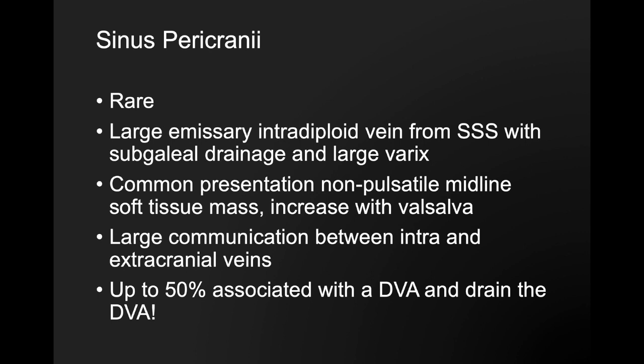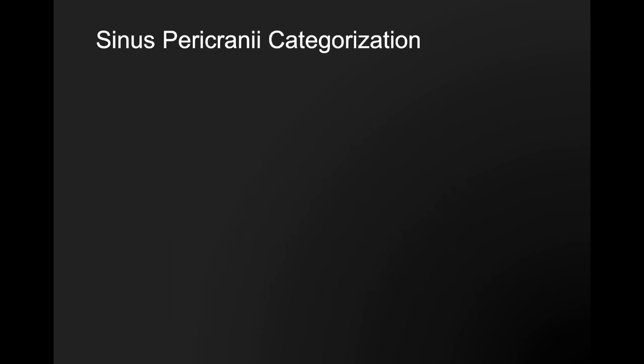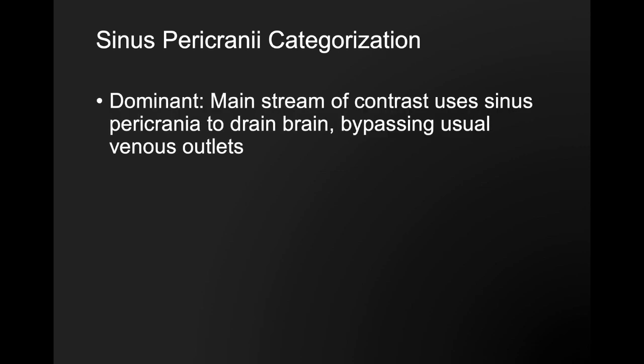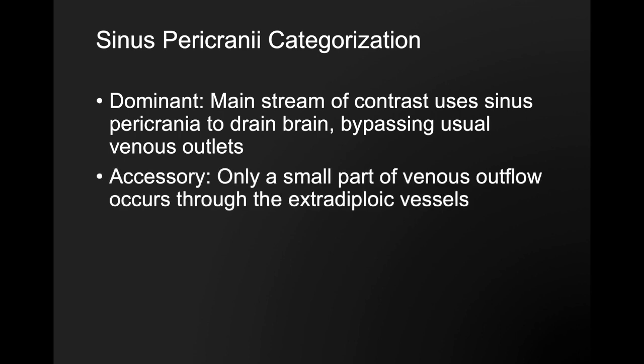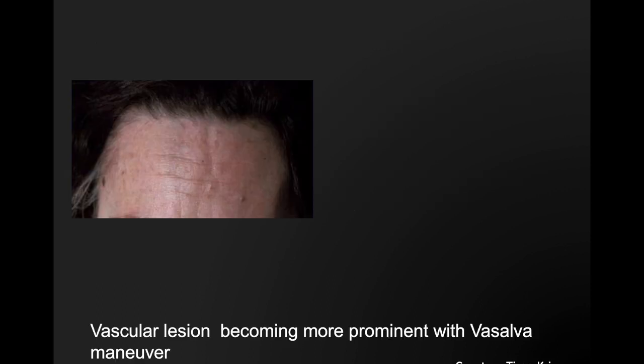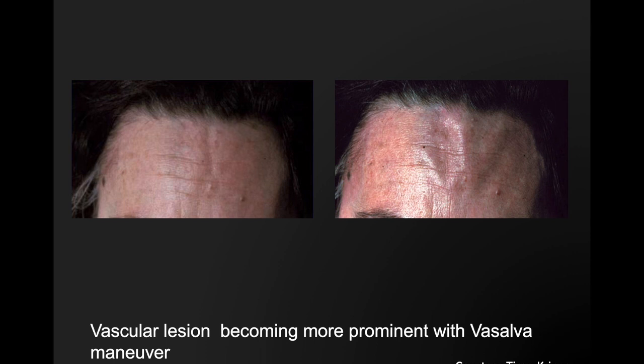So again, this gets to that whole idea of the metameres, how we develop in this segmental pattern, and the face dictates the brain, or the brain dictates the face. So sinus pericranii are characterized as dominant when the mainstream of contrast, when you do the venogram, uses the sinus pericranii to drain the brain and bypasses usual venous outlets. So these are difficult to treat. And then accessory, where only a small part of the venous outflow of the brain occurs through the extradiploic vessels. Here's just an example of a sinus pericranii that becomes more prominent with the Valsalva maneuver.